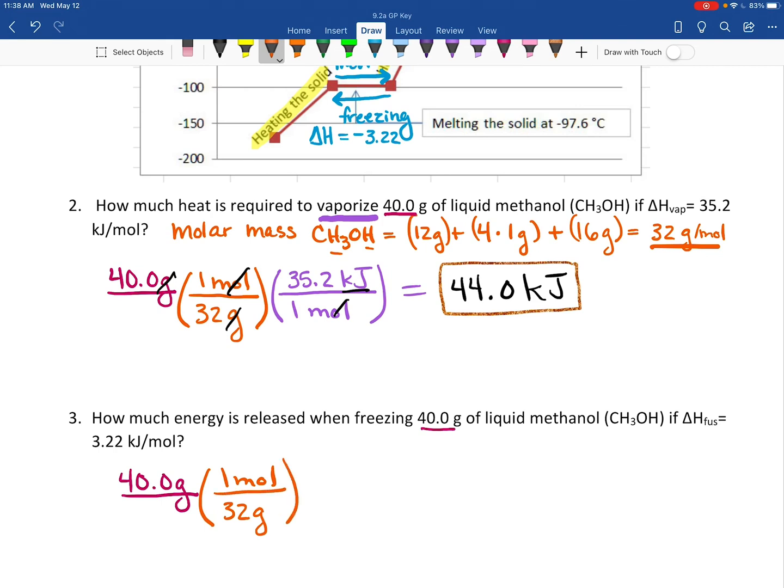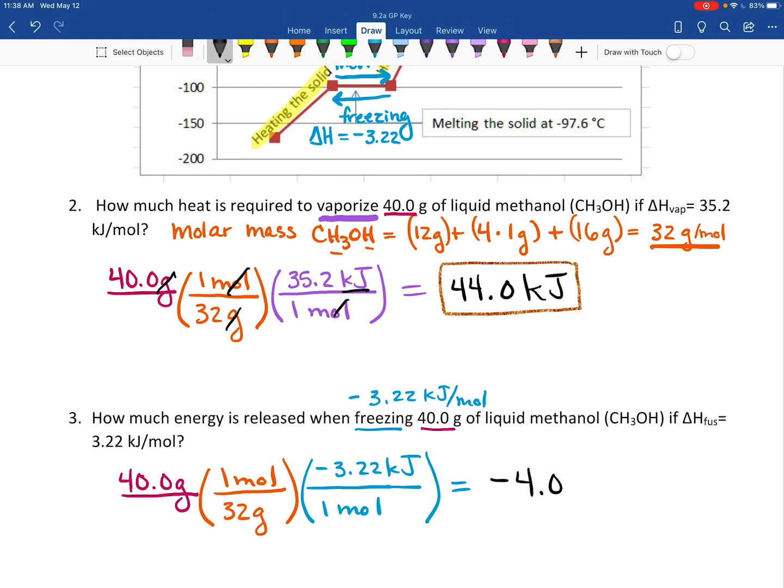But now we need to use this other value. And since it is freezing, we have to have a negative 3.22 kilojoules per mole. So let's go ahead and put that in. For every 1 mole on the bottom, we have negative 3.22 kilojoules. All right, multiply across the top, multiply across the bottom, and we should get a value of negative 4.03, 3 significant digits again, kilojoules.